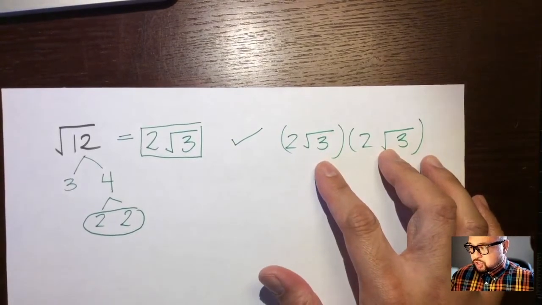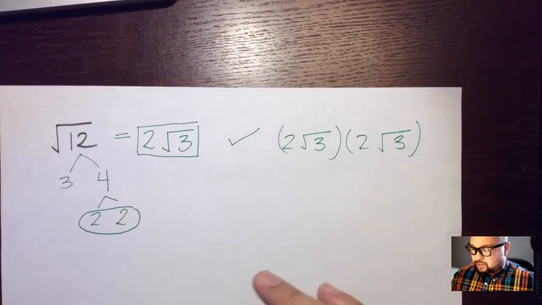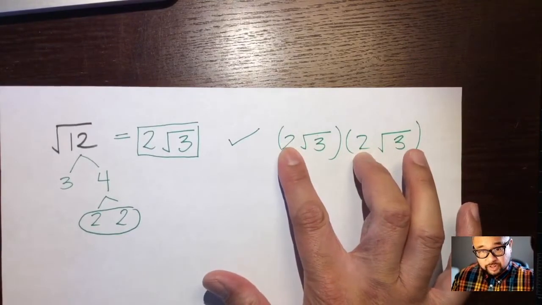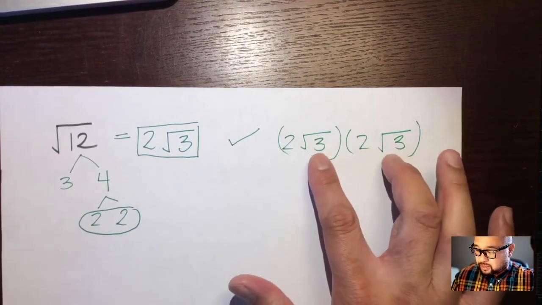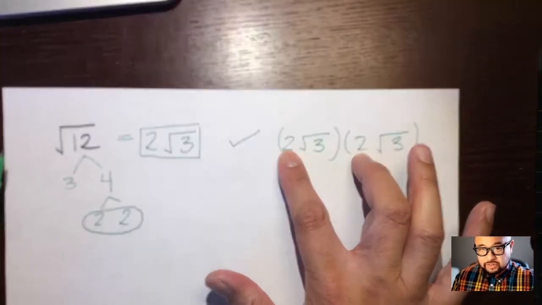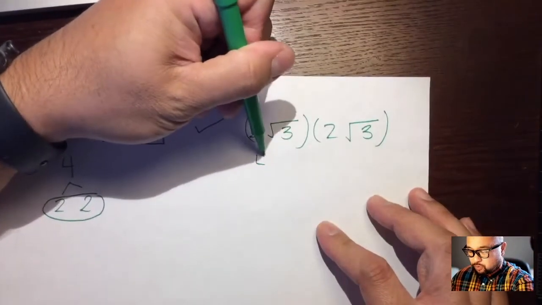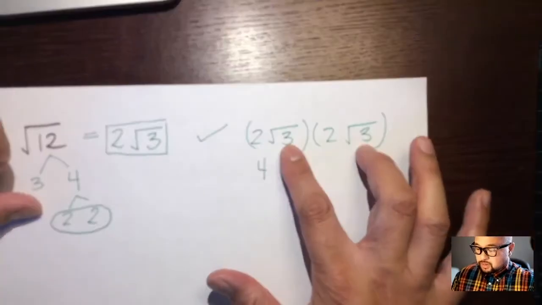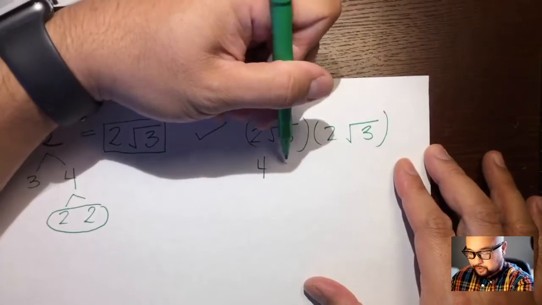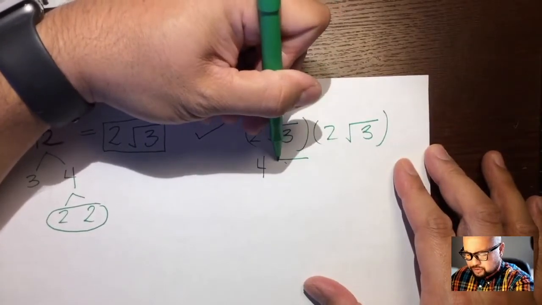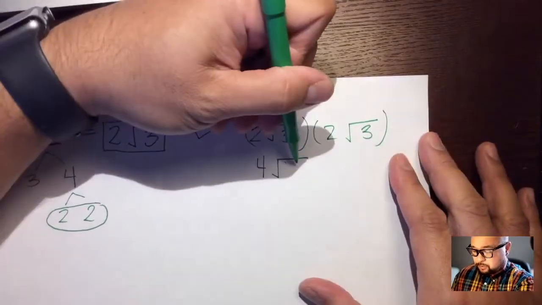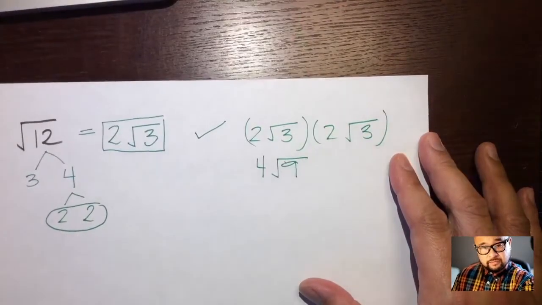Well, I'm going to multiply the numbers on the outside of the radical with each other, and I'm going to multiply the numbers inside of the radical with each other. So 2 times 2 would be 4. Radical 3 times radical 3, or square root of 3, whichever word you want to use. So radical 3 times radical 3 would be radical 9.